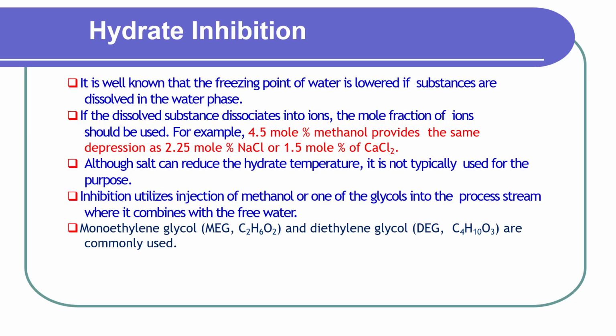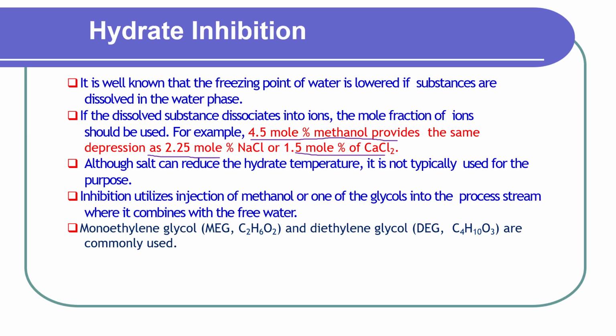Now, if you dissolve substances that dissociate into ions, the mole fraction for the ion concentration should be used. So for example, if you are using 4.5 mole percent of methanol, you will get the same depression in temperature as using 2.25 mole percent NaCl or 1.5 mole percent CaCl2. But normally you will not really be using these salts, although they are cheap and can be easily used.